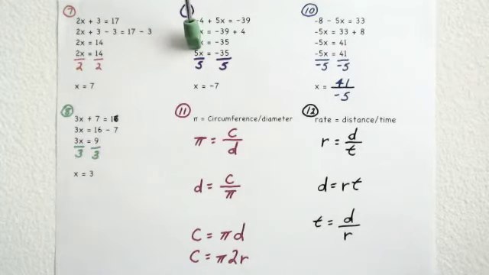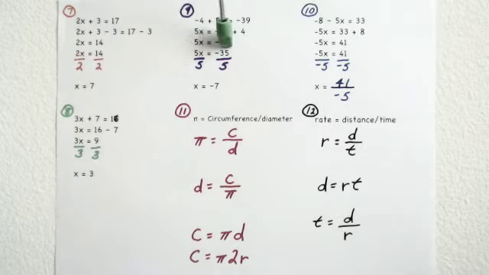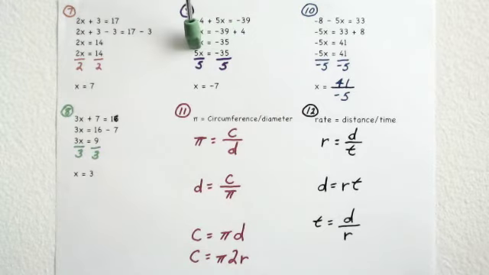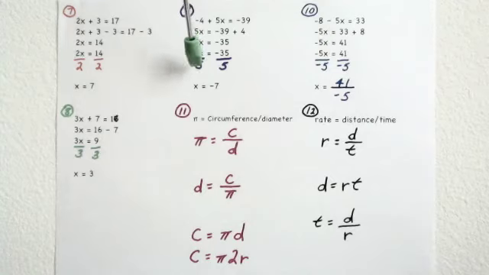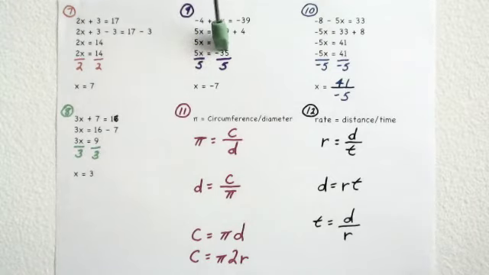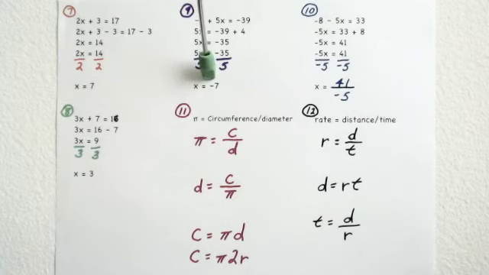5x divided by 5. Whatever I do to one side of the equation, I must do to the other. So I must divide this negative 35 by 5. 5x divided by 5 is x. These 5's cancel each other out. And negative 35 divided by 5 is negative 7. Not just 7. 35 divided by 5 is 7. Negative divided by positive is negative.